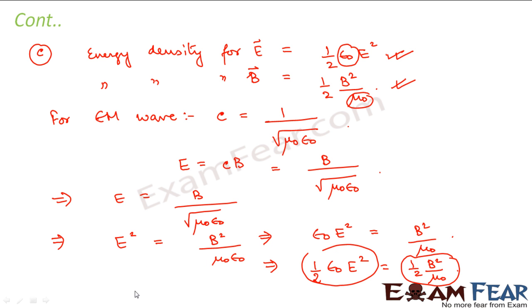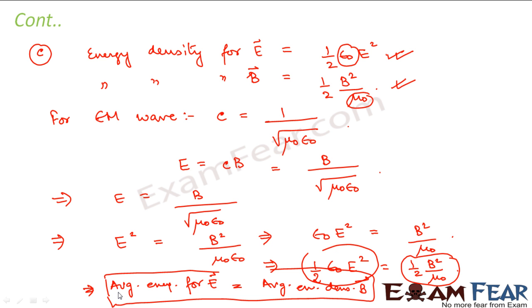Therefore you can see that the average energy density for the electric field is equal to the average energy density associated with the magnetic field. And that is what we had to prove. So that's all about electromagnetic waves. We solved a few problems based on the electric and magnetic fields for electromagnetic waves, and we also studied the various applications of the electromagnetic spectrum. So see you all in the next lesson.